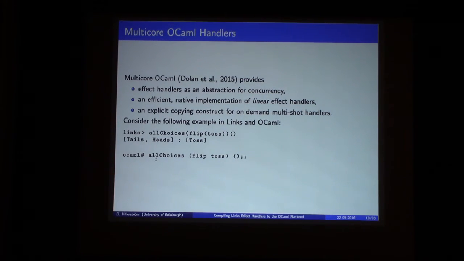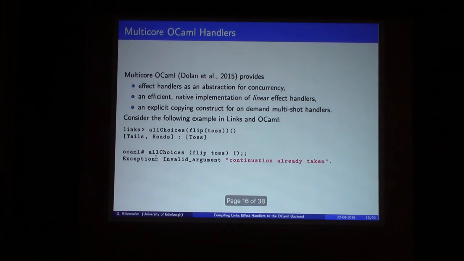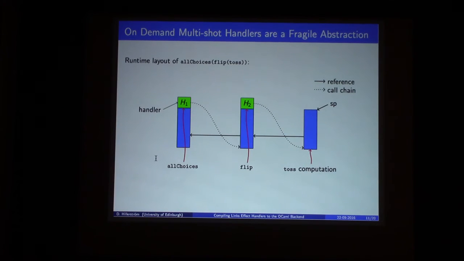Now the question is, what will OCaml give me for the same example if I do this sort of standard translation into OCaml? Well, it gives you an error. What happens here is that the on-demand copying of continuations is a rather fragile abstraction, and to understand that, it maybe helps to look a bit at how it's laid out at runtime.